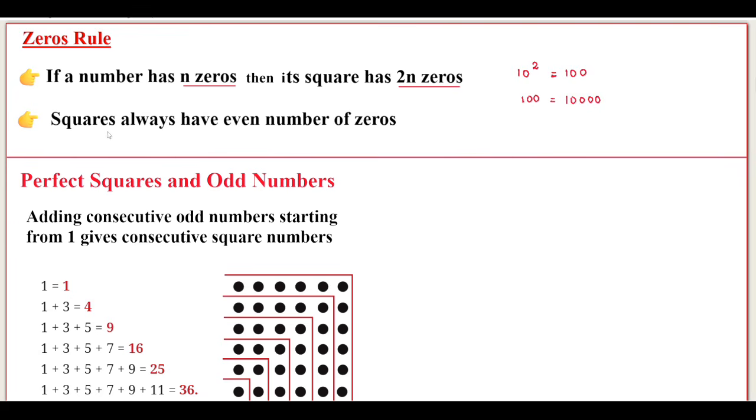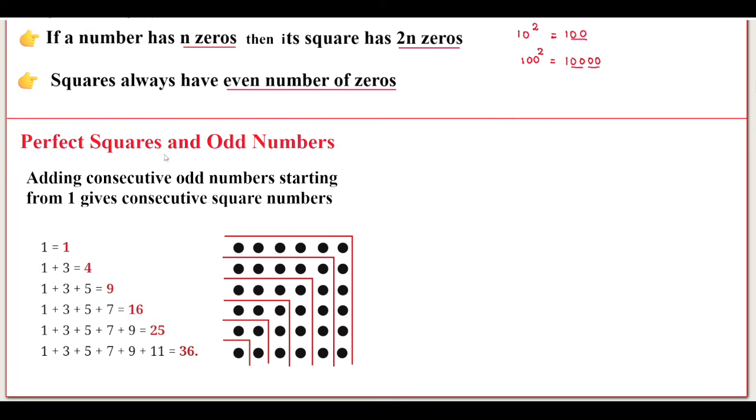Next, squares always have an even number of zeros. Either 2 zeros or 4 zeros. A square number has only an even number of zeros: 2 zeros, 4 zeros, 6 zeros, 8 zeros. It cannot have an odd number of zeros. A square always has an even number of zeros.